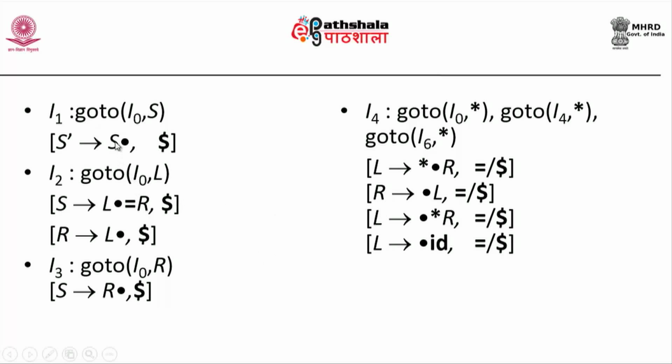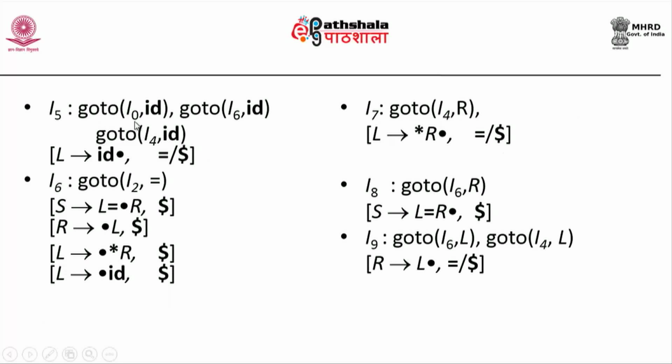Now I am done with I1, I am not done with I2. So I2 comma equal to should be done next, which is L equal to dot R. Again add the productions of R with the dot in the beginning. So dot B beta dollar. So again I have to add the productions of L. Now I7 will be goto of I4 comma R. So the dot is shifted 1 position to the right. So equal to slash dollar.